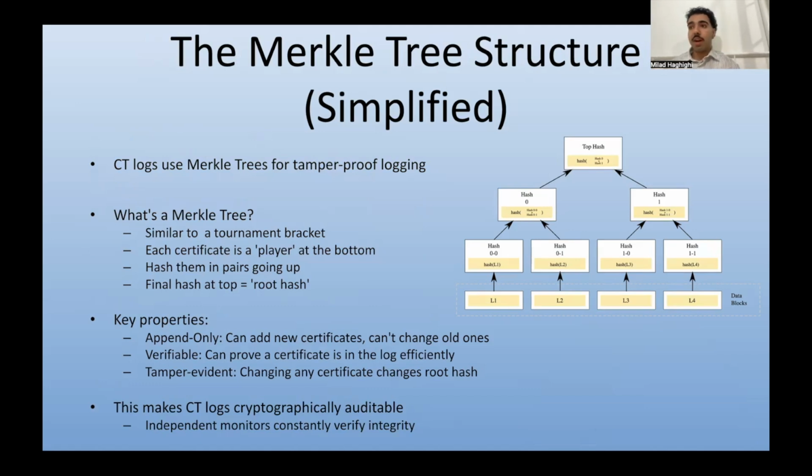It's easy to verify if a certificate is in the log very quickly. And since we're hashing, any changes to existing certificates will be very obvious in the root hash since it'll change. So this makes the CT logs auditable and easy to monitor.